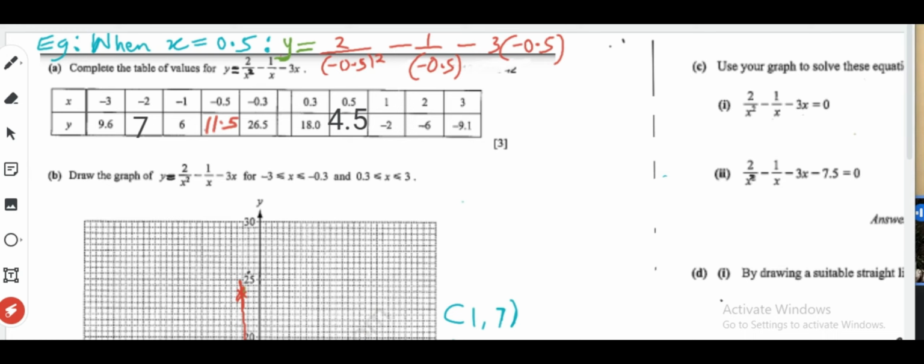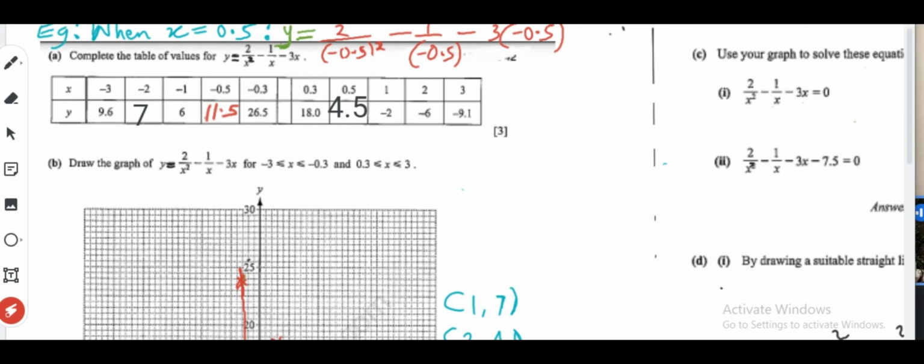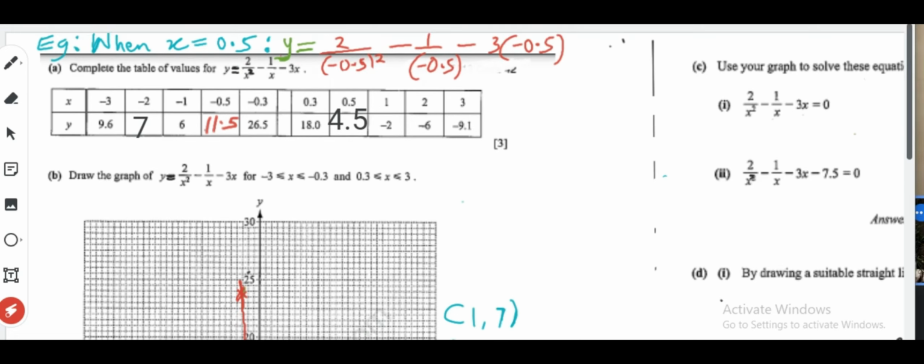For instance, for minus 0.5, that's the one I was checking now. Look at the one for minus 0.5. When x is equal to minus 0.5, you are putting minus 0.5 into these places. So that minus 0.5 should be put in a bracket before you square it. That's all I need you to take note of. Then wherever you have x, replace it with minus 0.5.